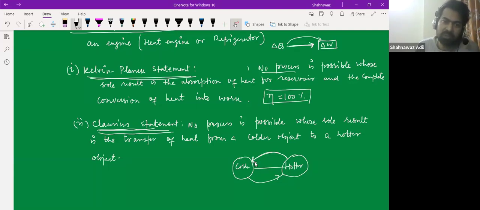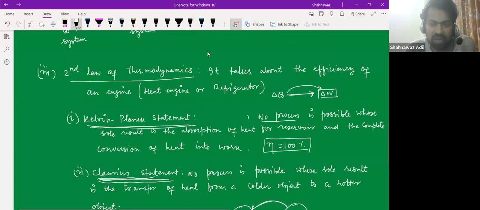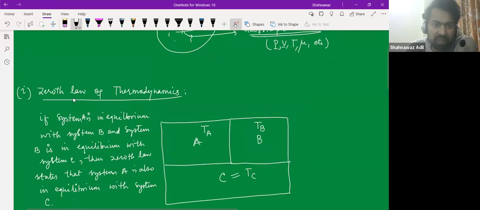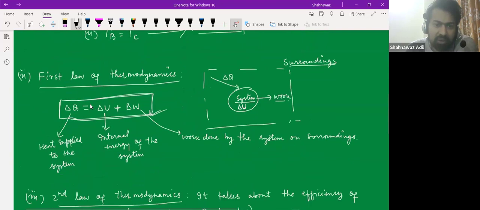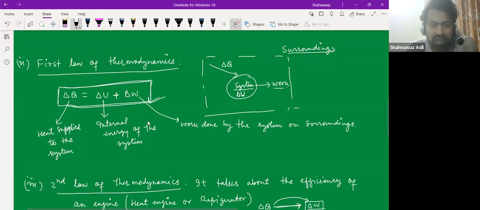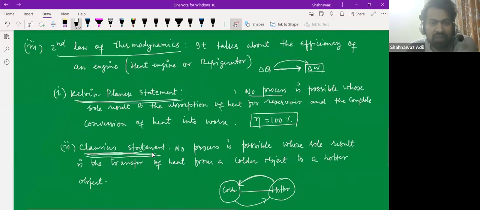So these are the two statements. The Kelvin Planck statement says that there is no ideal machine which can convert the whole heat into work. There would always be some dissipation, some loss of energy, right? And the Clausius statement says that heat will always flow from the hotter region to the colder region. So these are the two statements regarding the second law of thermodynamics. Okay, so the first law is about thermal equilibrium. The second law is about the heat flow, right? And then the third law is about the efficiency of the heat. So these are the three laws. Is it clear to you?